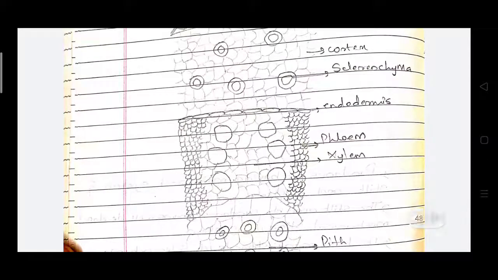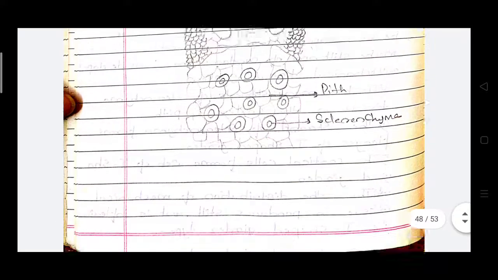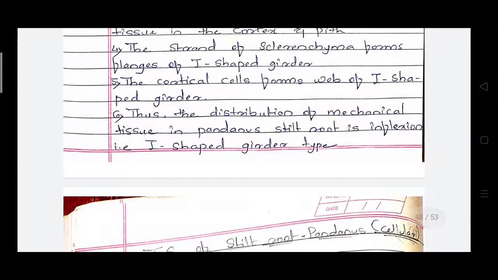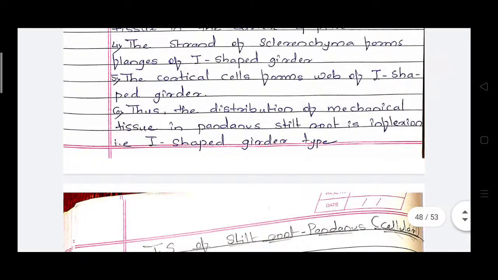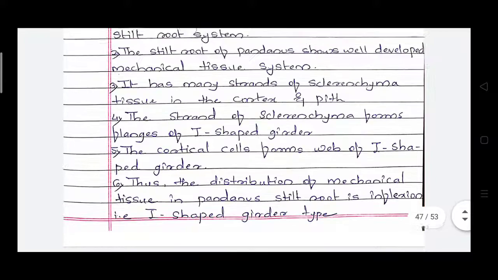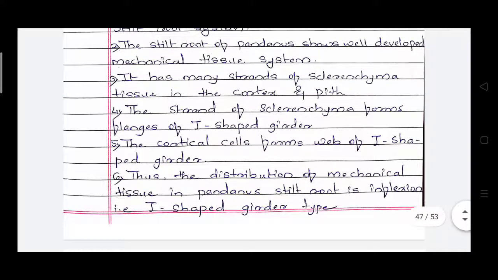So these sclerenchyma patches in the cortex and pith regions form the flanges, and the cortical cells form the web of this eye-shaped girdle. So this is the mechanical tissue distribution in the stilt root of the pandanus plants. The stilt root has a well developed mechanical tissue distribution, and the eye-shaped girdle type of mechanical tissue distribution is observed.